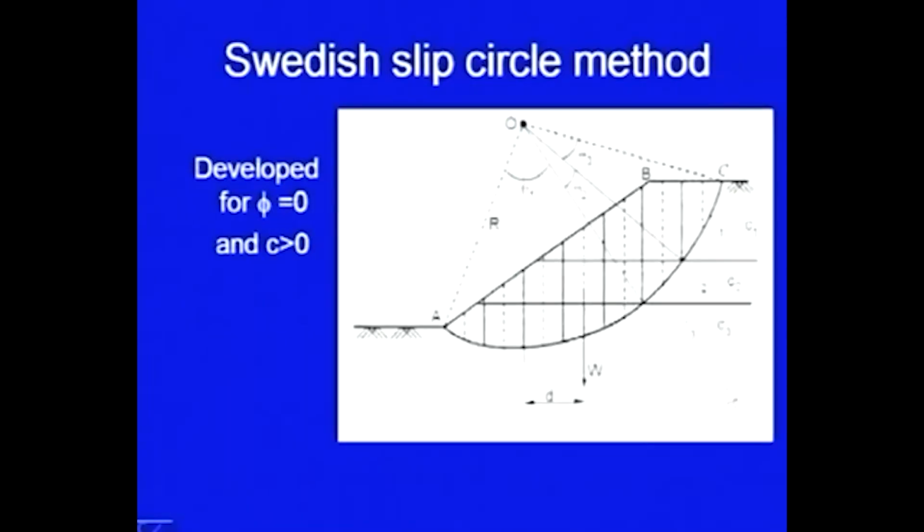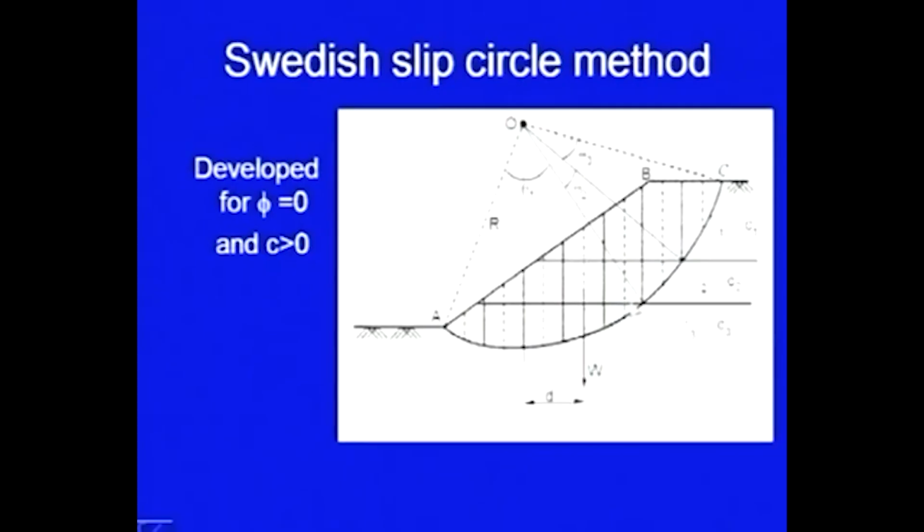Let us first start with the Swedish slip circle method. This method was basically developed for saturated clays. So, our assumption in this case is phi is equal to 0 and C is there. So, Cu is more than 0. Here it is a slope, and as usual we have taken a circle, trial circle, center is O, and here this is the failure surface.